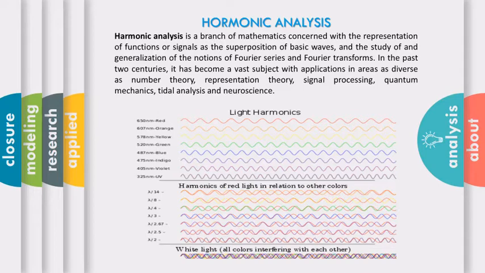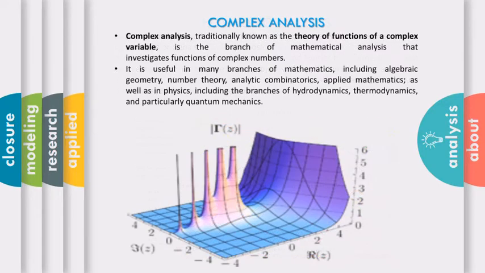Okay, now moving on to the complex analysis part. We have complex analysis, traditionally known as the theory of functions of a complex variable. It's a branch of mathematical analysis that investigates functions of complex numbers. So this is particularly for complex number functions. When we are dealing with a complex number function, this complex analysis part comes into play.